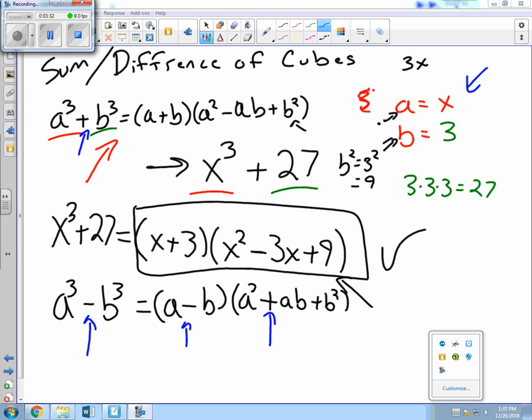But notice if I only give you 2 terms, like in this question here, and you see one is x cubed, that should be a big hint to you that I'm asking for a sum or difference of cubes.